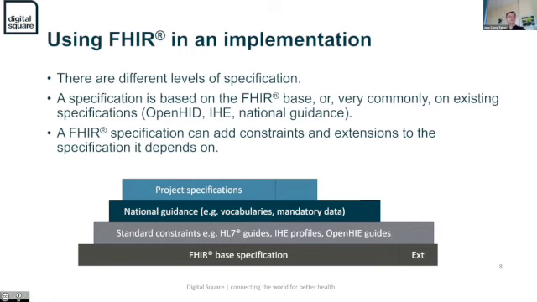This is much better than having, for example, two people using the FHIR-based specification in completely different realms, or in the same realm, but in completely different ways, which would cause interoperability issues. So this comes down to: any FHIR specification adds constraints and extensions to the one it depends on. So if we say I'm based on the FHIR base, I can add constraints to that. We'll see how to add those constraints, but it's pretty much this kind of layered structure that I would like you to retain.